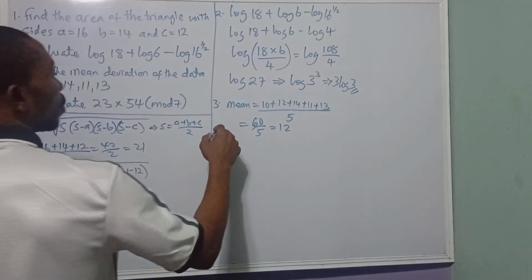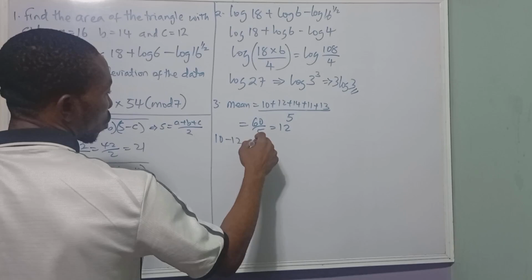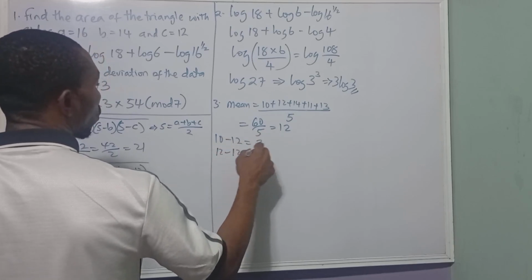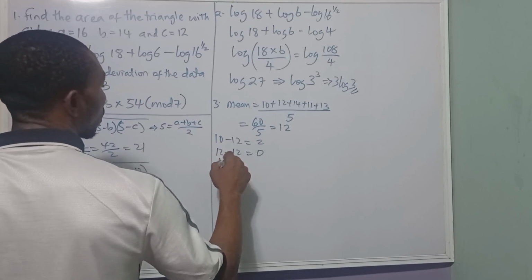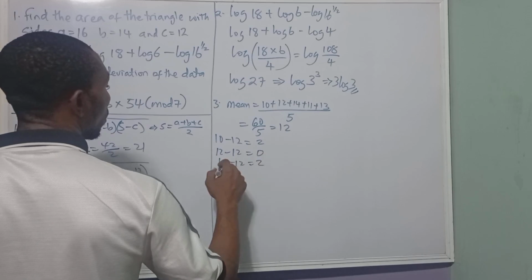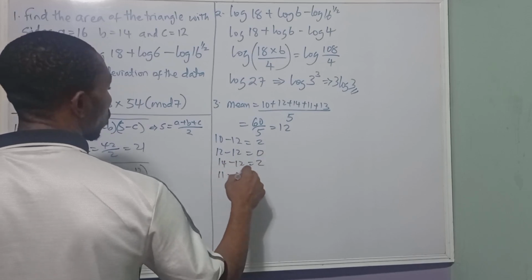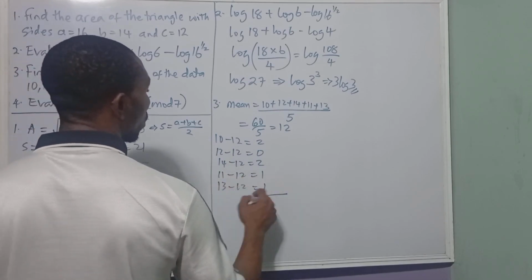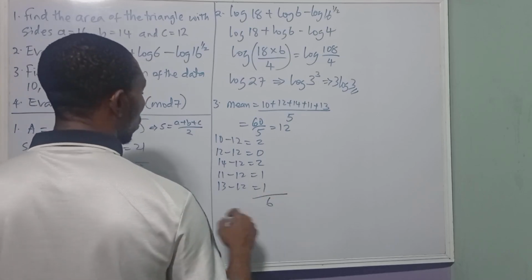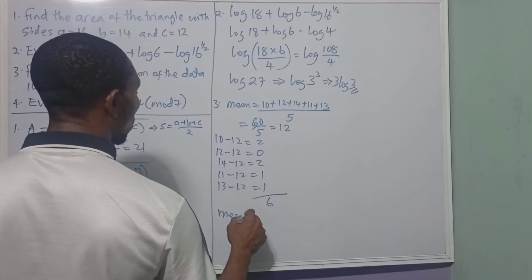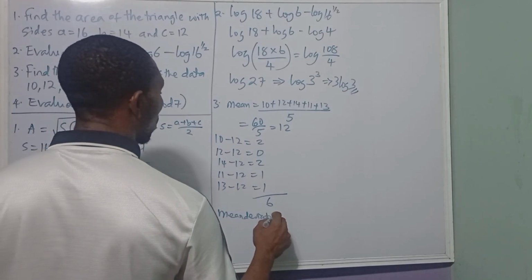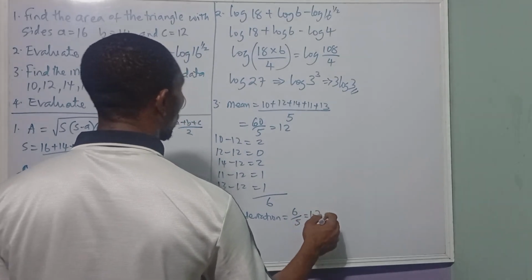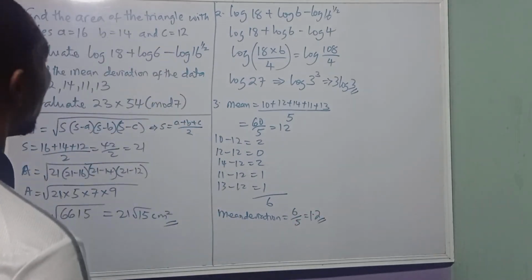So 10 minus 12 equals 2. 12 minus 12 equals 0. 14 minus 12 equals 2. 11 minus 12 equals 1. And 13 minus 12 equals 1. So this gives us 6. So our mean deviation equals 6 over 5, which gives us 1.2. That will be our mean deviation.